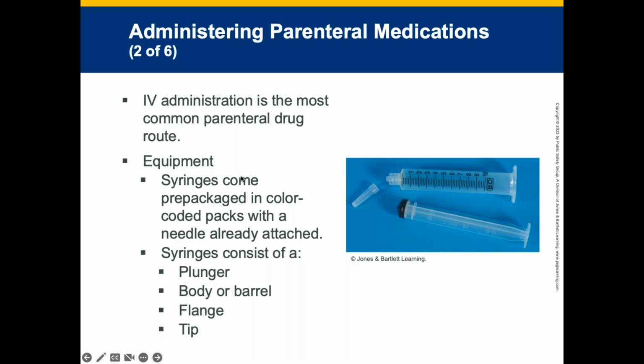So as you can see, this is a plunger here. This is the barrel, the flange, right, and the tip being down here. This needs to be kept sterile, so always leave a cap on it until you need it. They come in many different sizes, from 1 mL up to 100 mLs. So choose the size that is appropriate.